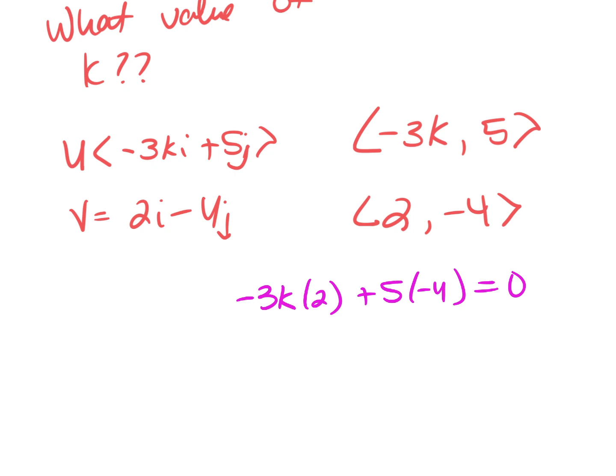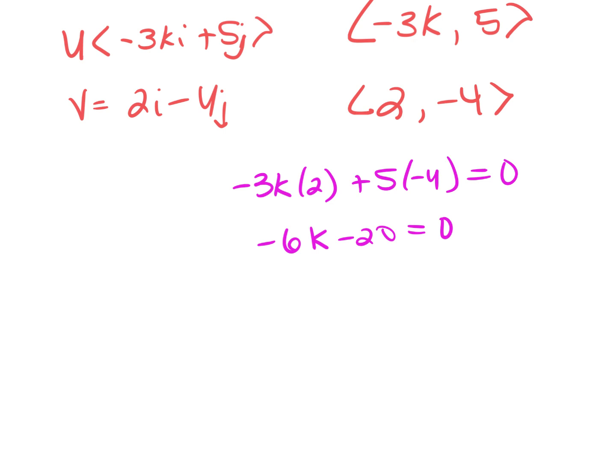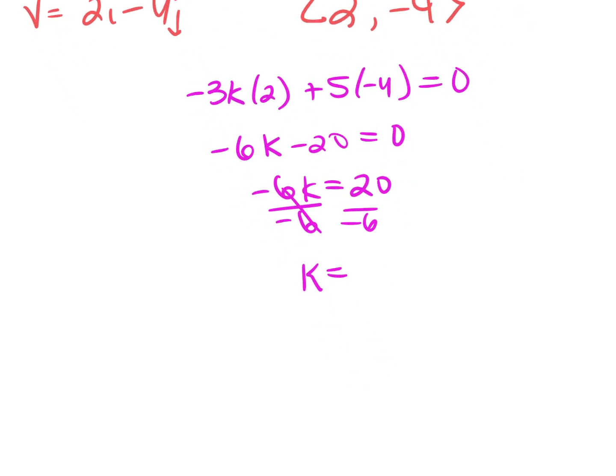0. You are solving a basic equation. Negative 3 times 2, this gives me negative 6k minus 20 equals 0. Now what do I do? How would I solve this? Add 20 to both sides. So negative 6k equals 20. Divide by negative 6. So k equals, don't give me a decimal. What does k equal? Negative 20 over 6, which reduces to negative 10 over 3.